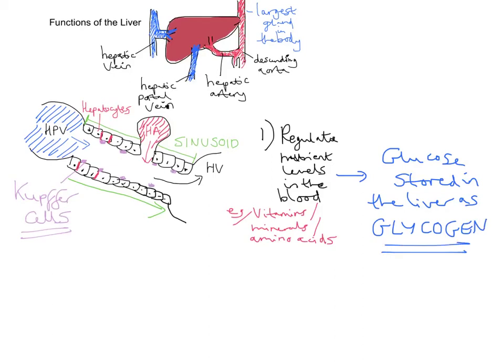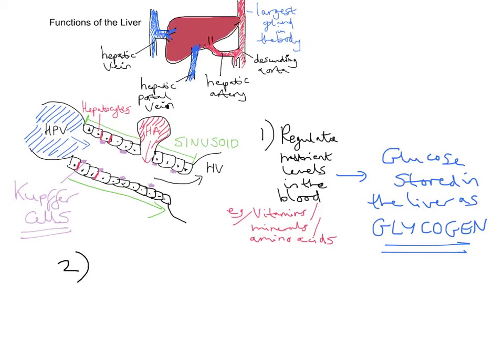So we store glucose as glycogen in the liver. Let's think about some other jobs that the liver is involved in. So we've said about regulating nutrient levels of vitamins, minerals, amino acids, and glucose. Let's think about those hepatocytes at a more cellular level. Those hepatocytes, so let's put number 2 over here.